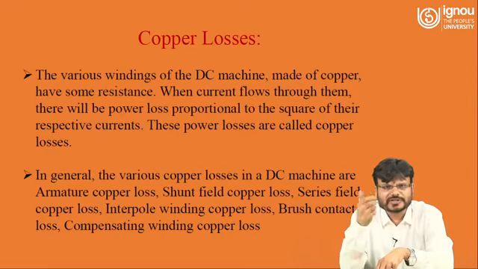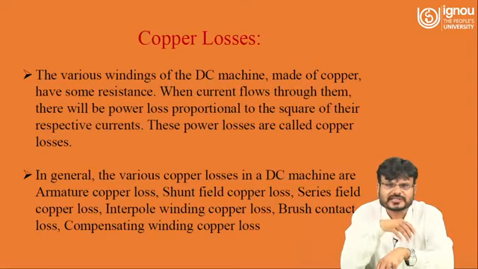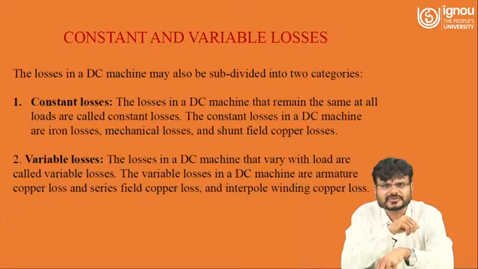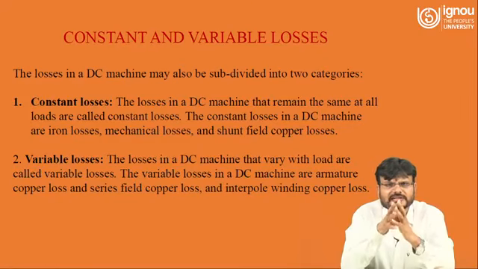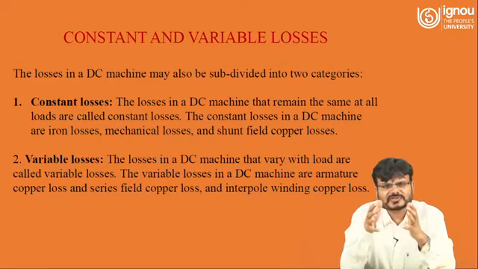Now I have already told you about copper losses also. Copper losses occur in the armature, in the shunt field winding, in the series field winding. They also occur in the interpole winding, in the brush contact, and in the compensating winding of the DC motor. And there are two types of losses which can be classified as constant losses and variable losses.